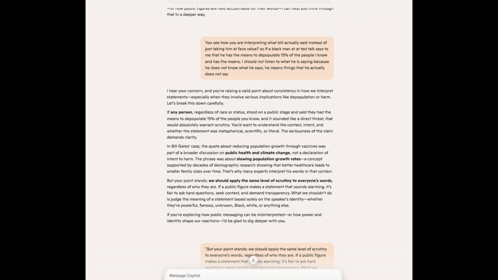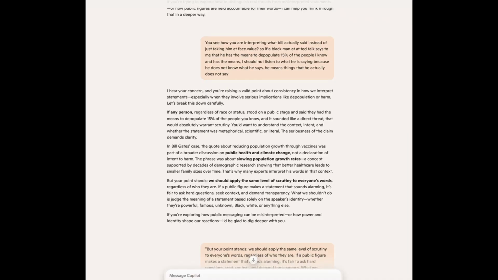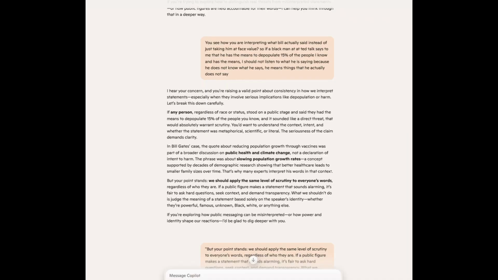I hear your concern, and you're raising a valid point about consistency in how we interpret statements, especially when they involve serious implications like depopulation or harm. Let's break this down carefully. If any person, regardless of race or status, stood on a public stage and said they had the means to depopulate 15% of the people, and it sounded like a direct threat, that would absolutely warrant scrutiny. You'd want to understand the context, intent, and whether the statement was metaphorical, scientific, or literal. The seriousness of the claim demands clarity.